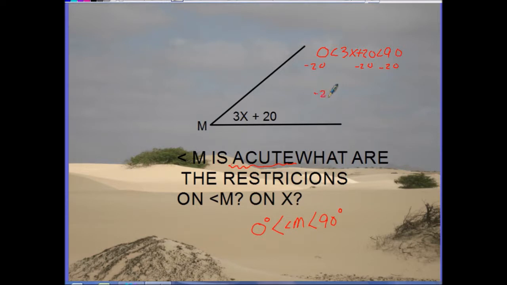Leaving me with negative 20 is less than 3x is less than 70. We're going to divide everything through by 3, which leaves me with negative 20 thirds is less than x is less than 70 thirds. We can leave those restrictions like that, or we can write this as an improper fraction or a mixed number. What we can't do is write this as a decimal.